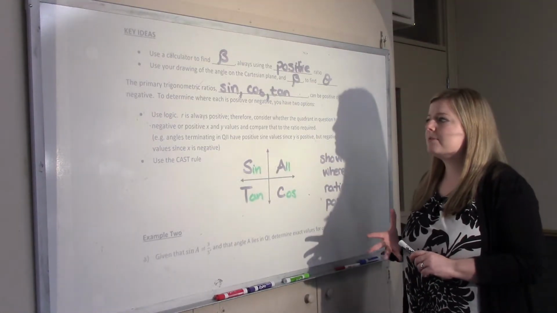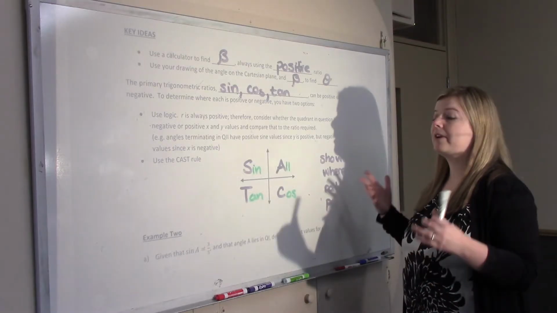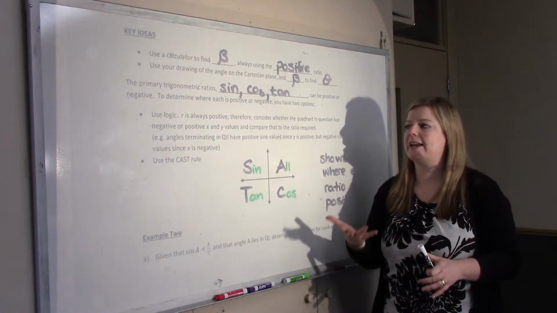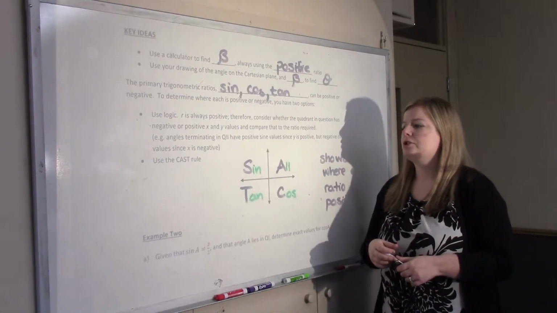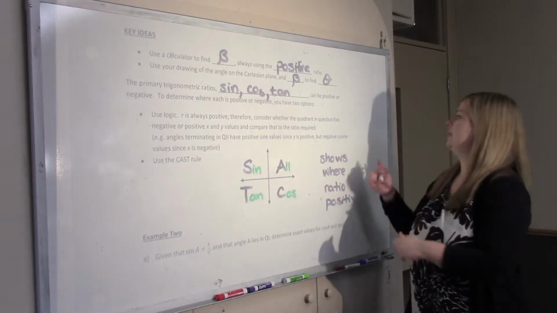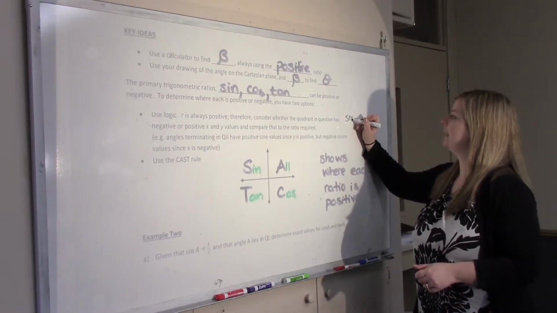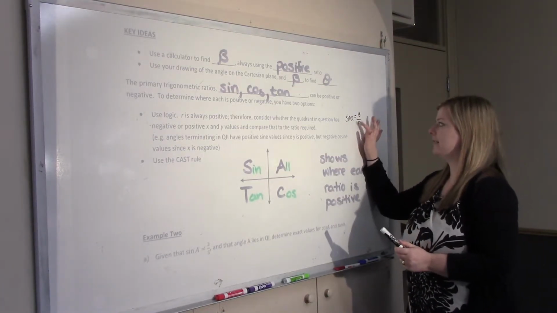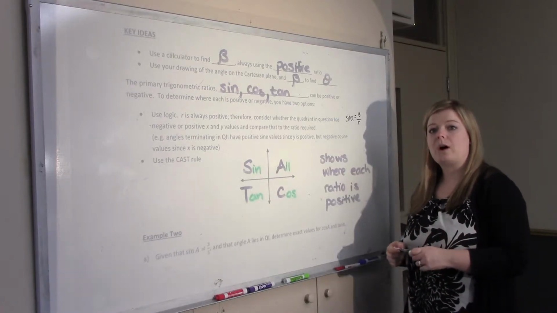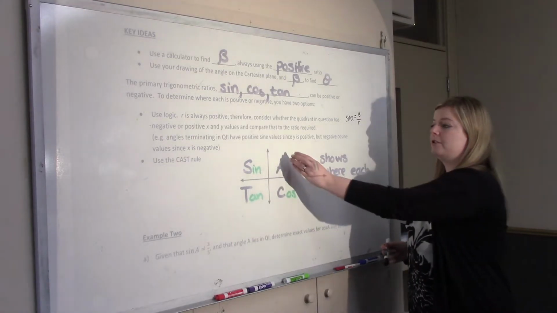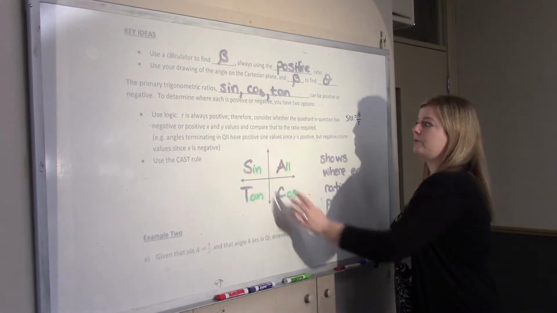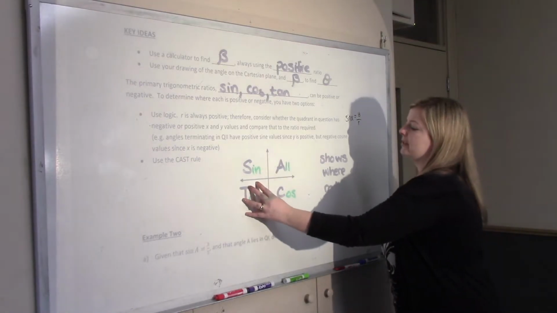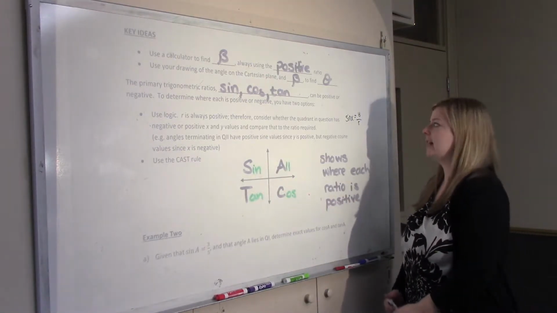But r is always positive, so the radius is always positive. So therefore consider whether the quadrant in question has negative or positive x and y values. So for example, if you're looking at sine, sine x is y over r with our new definition, okay? R is always positive. So sine x will be positive in quadrants where y is also positive. So here and here, quadrant 1 and 2. But sine x will be negative in quadrants where y is negative. So quadrants 3 and 4 have the negative values for sine.